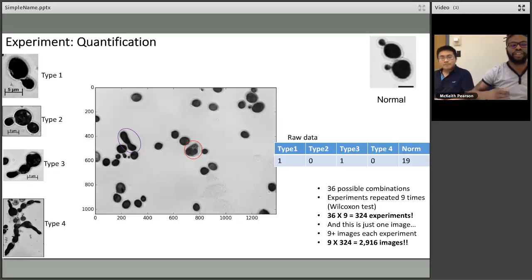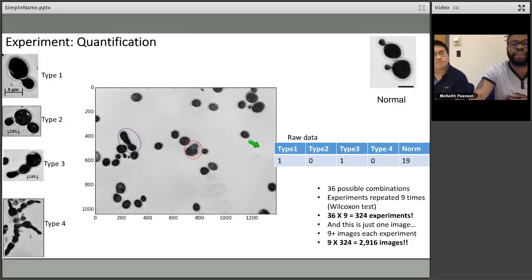So once I have these images, I'm just going to go through a typical way of how I would quantify this image. So I would count each cell division defect that I would see subjectively and record it on a chart in Excel. So in this image, I see one type 1, which is circled here in the red, and I will record that as type 1.